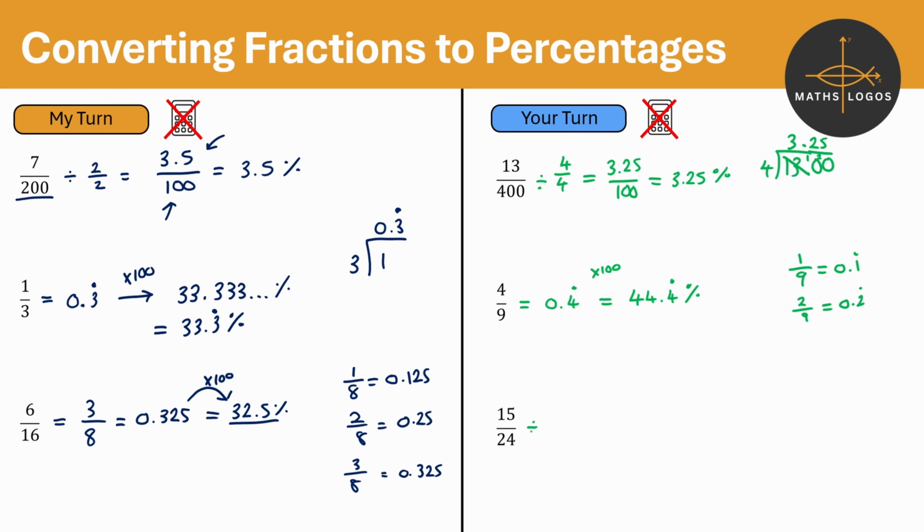Last one, 15 over 24. Let's start by simplifying this fraction. We'll divide through by 3 on the numerator and denominator because that's my highest common factor. 15 divided by 3 is 5. 24 divided by 3 is 8. 5/8. Well, 4/8 is 0.5. And I know 1/8 is 0.125. If I add 4/8 and 1/8 together, I get my 5/8, and that's equal to 0.625. So as a decimal, this is 0.625. Multiply it by 100 to turn it into 62.5%.